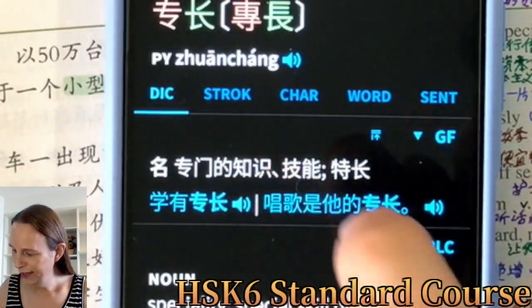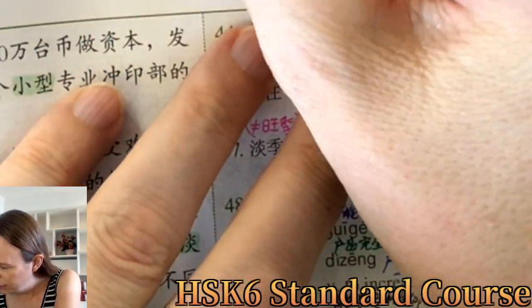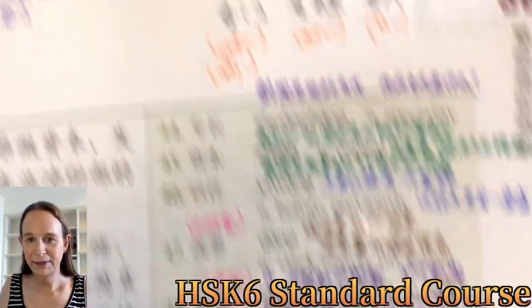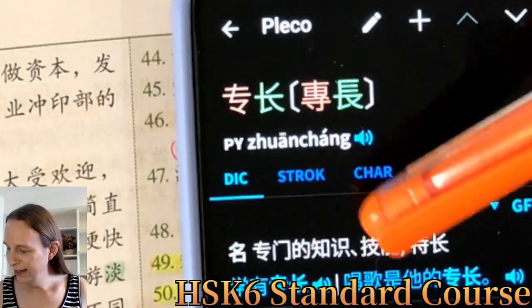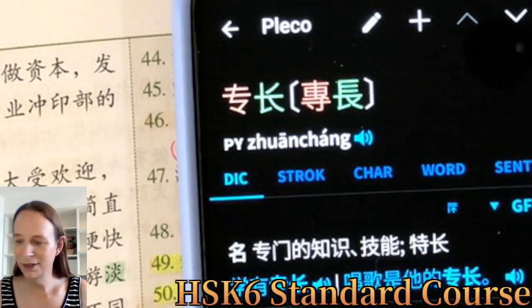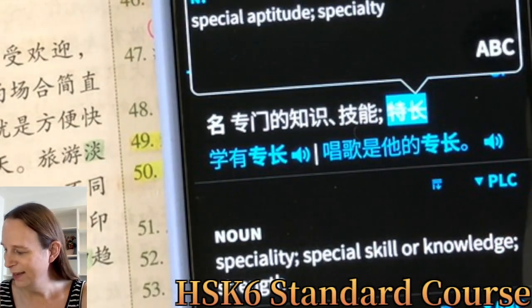specialized knowledge. Actually, this is an adjective as well. Whoops. Oh, sorry. This one, adjectives. Specialized knowledge, techniques, or abilities, or 特长. 特长 is kind of the same thing, right?